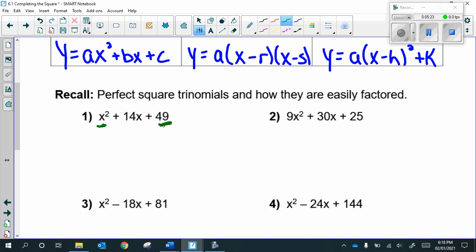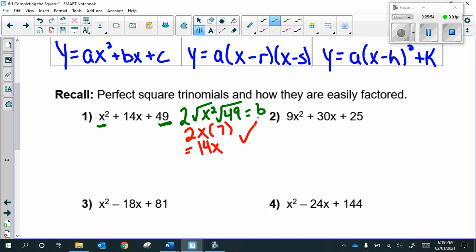Well, we took the square root of the first term, we multiplied it by the square root of the last term, and we doubled it. So we times it by 2. If that equals the middle term, so if that equals 14x, then I know this is a perfect square. So let's just double check here. 2 times x, the square root of x squared, times 7, which is 14x, which is b. So this is a perfect square.